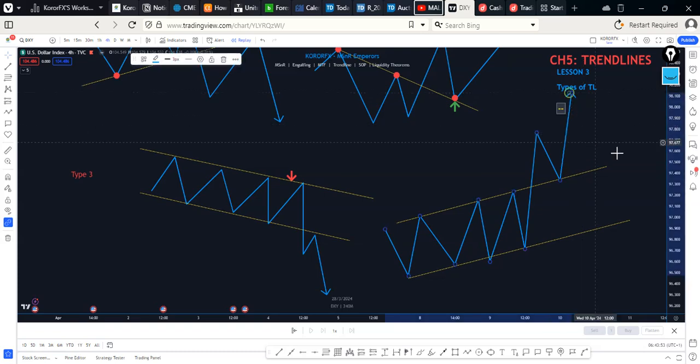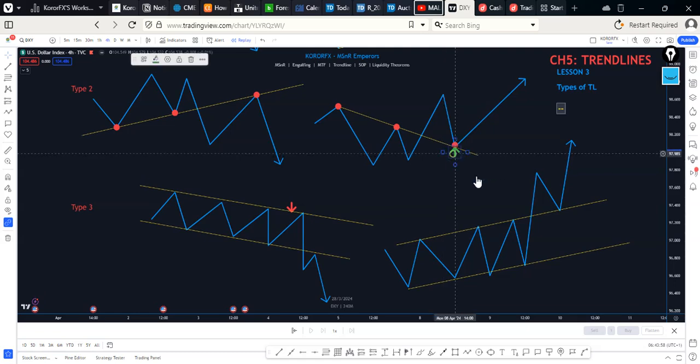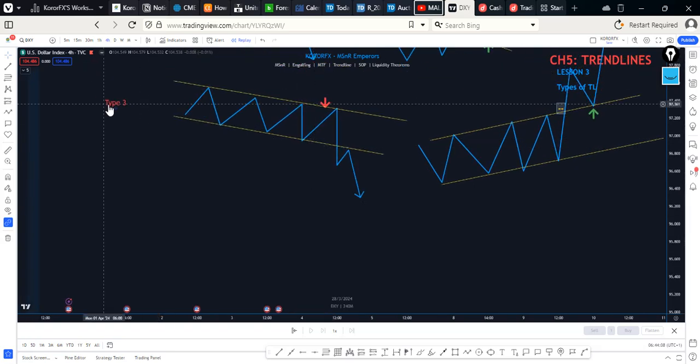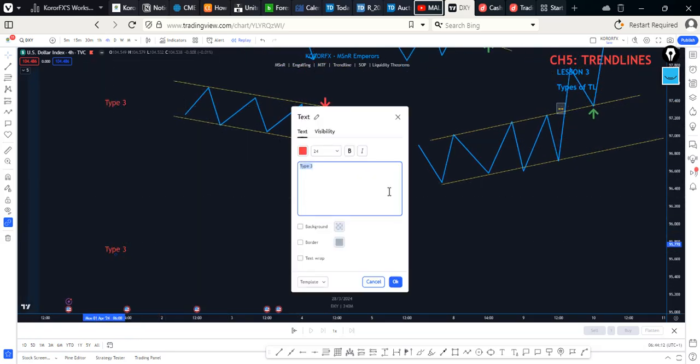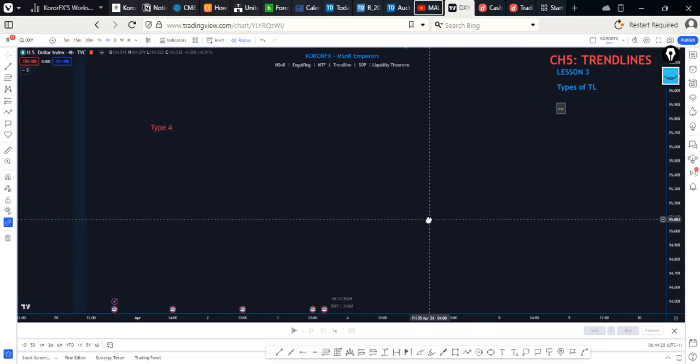So this is another type of trend line, guys. All right, another type of trend line. We have type 4, which is also very important, guys. Another type of trend line which we have to understand so deeply. This is called the QM trend line. Okay, QM trend line. How does it look?